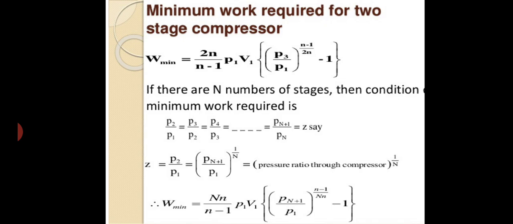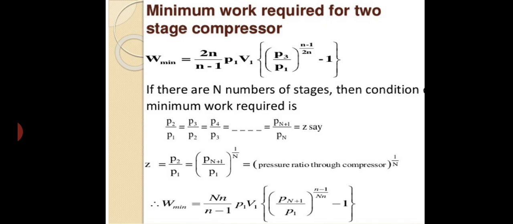From this we introduce Z, so Z is equal to P2/P1, which is equal to (P(n+1)/P1)^(1/n), or we say it is the pressure ratio through the compressor raised to 1/n. So we got W minimum, that is the minimum work required, is N n/(n-1) P1 V1 [(P(n+1)/P1)^((n-1)/(Nn)) - 1].